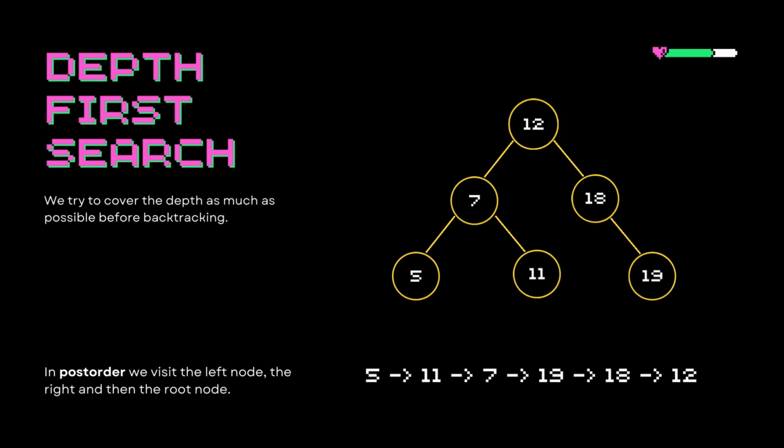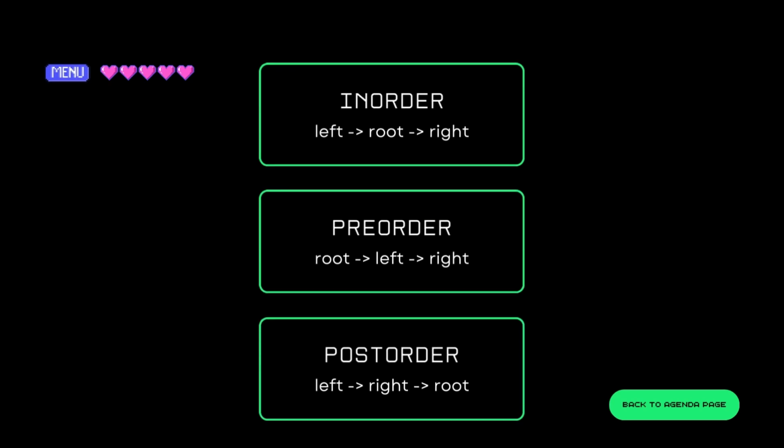And if you have trouble remembering the order, just remember the pre, in, and post prefixes that we have in the names of these traversals correspond to the position of the root. The order is always left and right. So in-order, root comes in between. So left, root, right. In pre-order, root comes first, right? Pre. So root, left, right. In post-order, it's the opposite. So left, right, and then root.